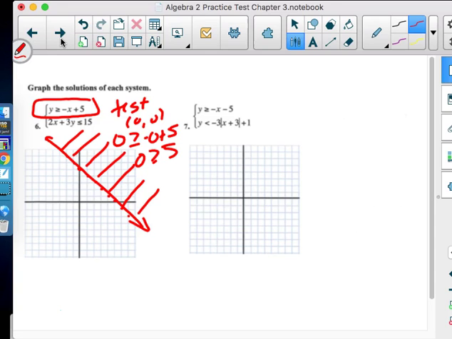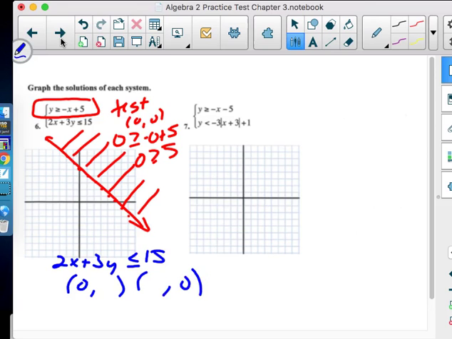Go that way. The second one, I know some of you are going to subtract the 2x and divide by 3 and get it into y equals mx plus b. You absolutely can do that if you know what you're doing. But I'm going to do this one with the thumb method.